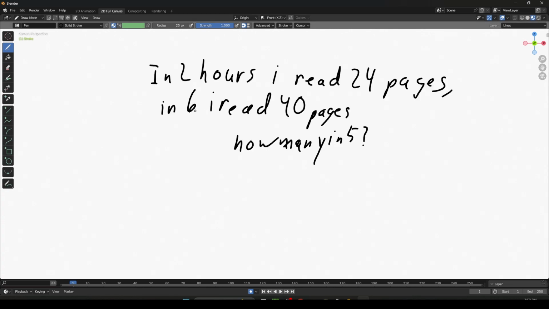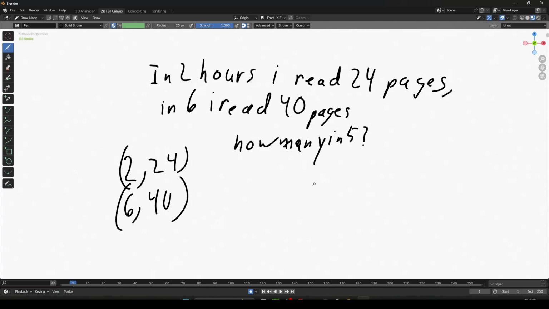Alright, guys. So, this isn't a riddle. This is math. Let me read it to you. In 2 hours, I read 24 pages. In 6 hours, I read 40 pages. How many do I read in 5? For this one, you have to put it in coordinate form, x comma y. If you want to put 24 first, 40 first, 6 first, whatever, but I'm going to just leave it as 2 comma 24, 6 comma 40.